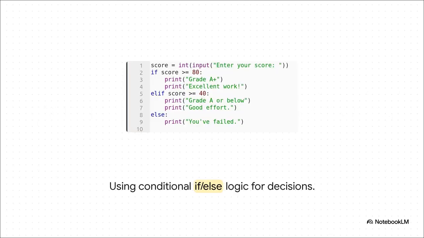Beyond just looping through data, your Python scripts will often need to make dynamic decisions based on variable inputs. This is handled by conditional logic blocks using if, elif, which is short for else if, and else. Let's walk through this grading example. If the score input is greater than or equal to 80, the code immediately executes the grade A+ print block and skips the rest. But if it's not 80 or higher, it moves down to the elif to check if it's at least over 40. And if all else fails, the final else block triggers as a catch-all. It's a very clean, top-down decision tree that allows your code to react intelligently to different data.